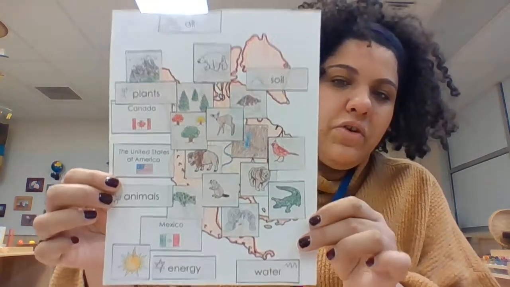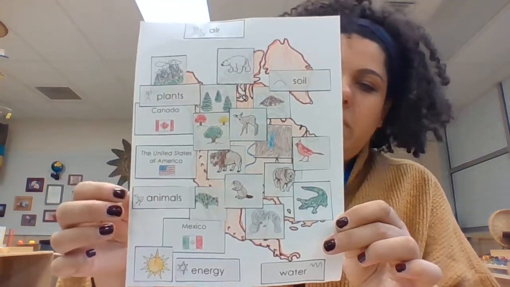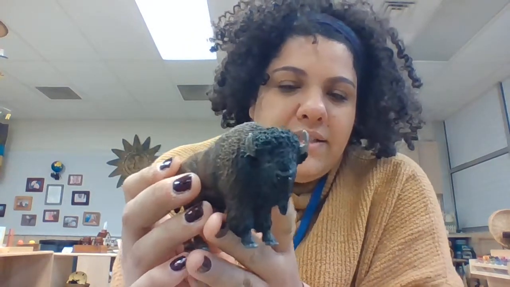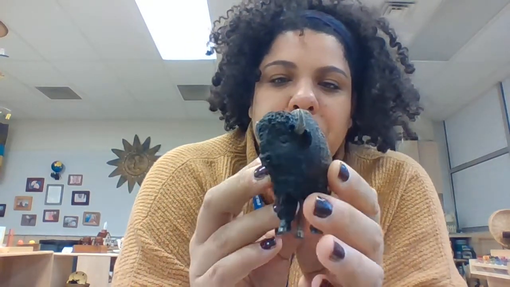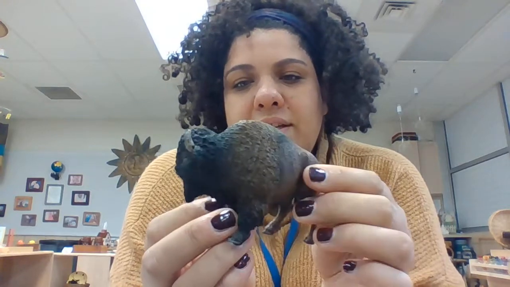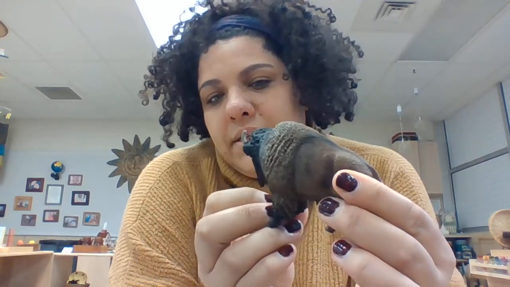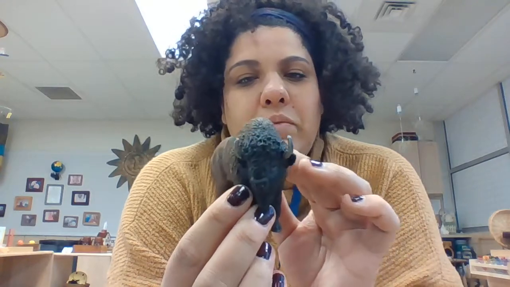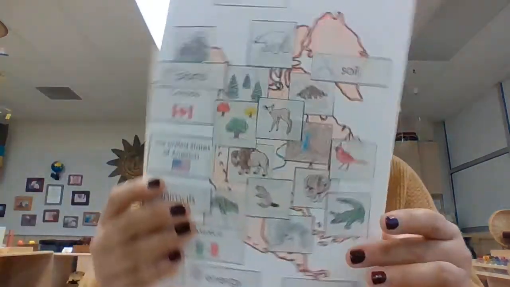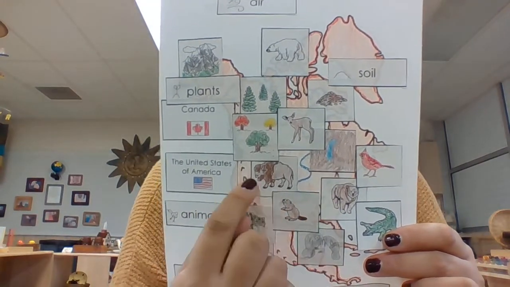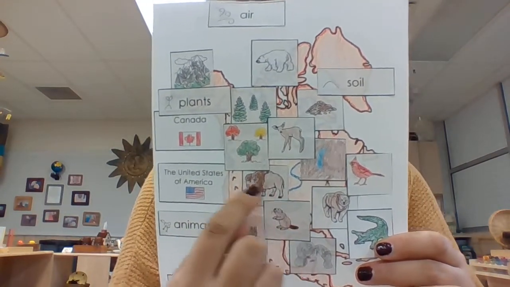You finished your amazing map. So, I want to talk about an animal in North America called a bison. Say bison. This is a bison. And when we put the bison on our map, we put it right in between our mountains because it lives in the prairie of North America.